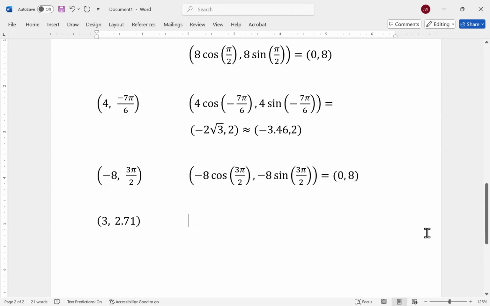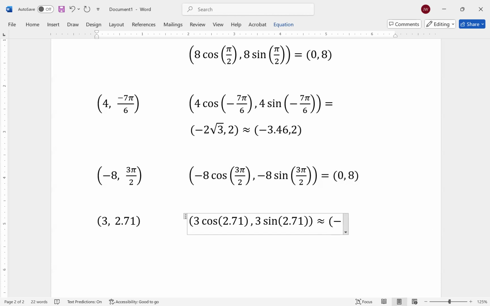Let's take a look at this next point. This point, (3, 2.71), again, is in polar coordinates. If I want to convert this into rectangular coordinates, all I have to do is plug in 3 times cosine of 2.71 for my x value, and then plug in 3 times the sine of 2.71 for my y value. In this case, I just use my calculator. We're not going to get a really nice value, so it'll probably just be an approximation that I'll give. I end up with about negative 2.72. That's my x value. And my y value is a positive 1.25.